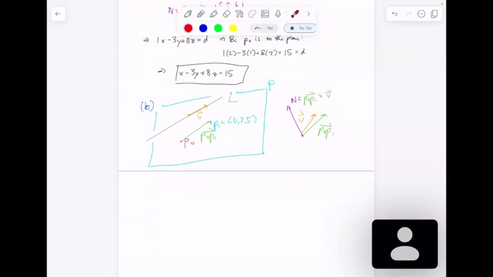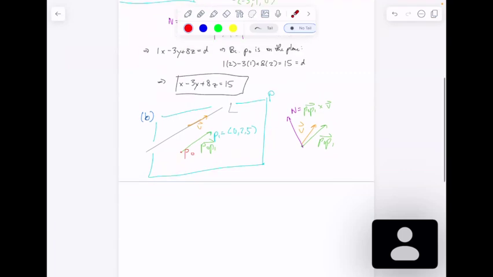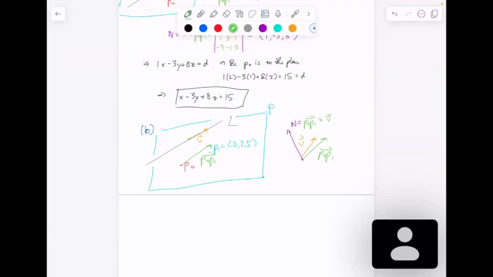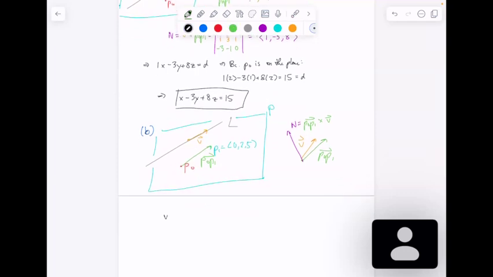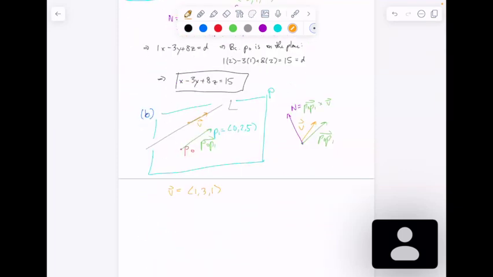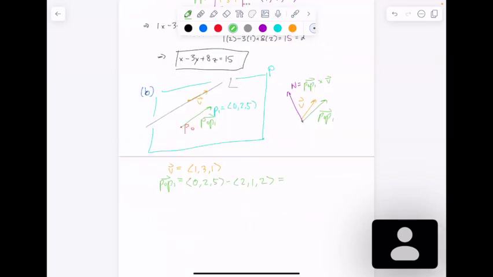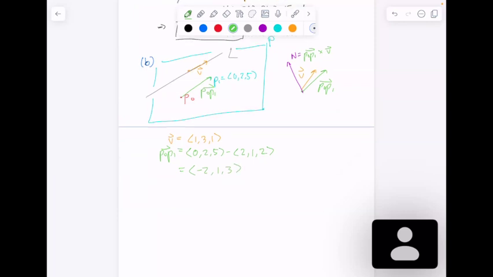All right, so that's the strategy here, and that gets me a normal vector to this plane. And so we could do the computations. Once again, let me write down V as before is equal to 1, 3, 1, and P0P1 is going to be equal to, well, P1 is 0, 2, 5, and P0 is 2, 1, 2. And so this is going to be equal to -2, 1, and 3. And so what do we have? Well, okay, so I drew the diagram P0P1 cross V.